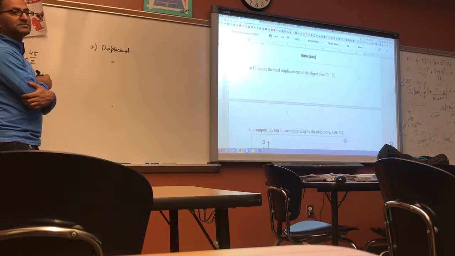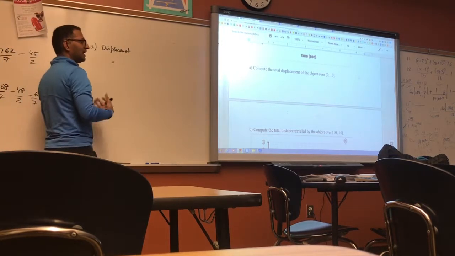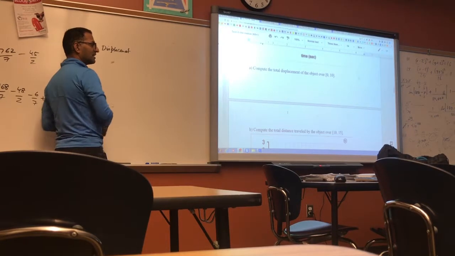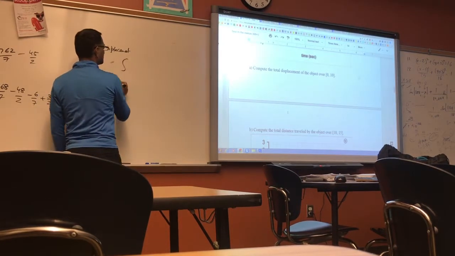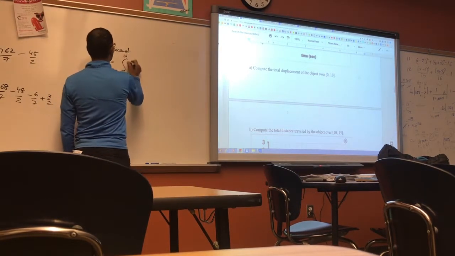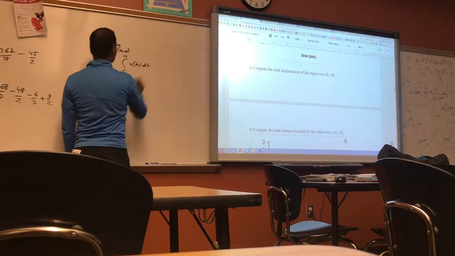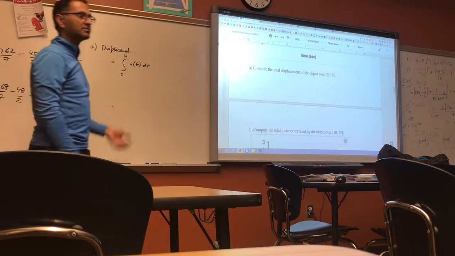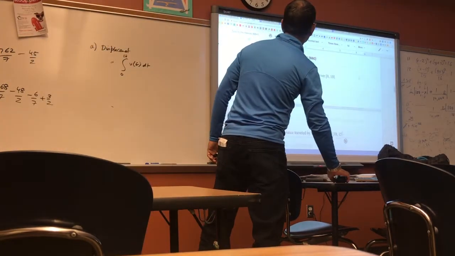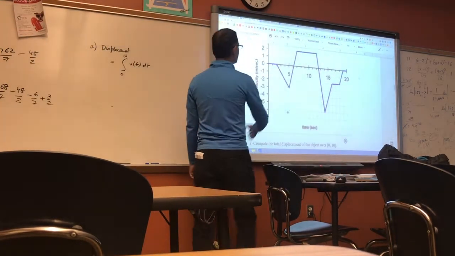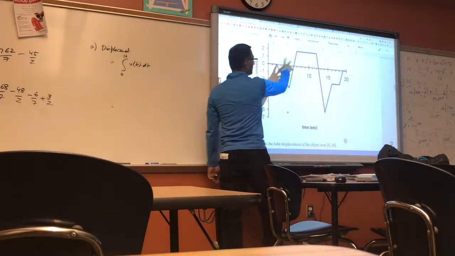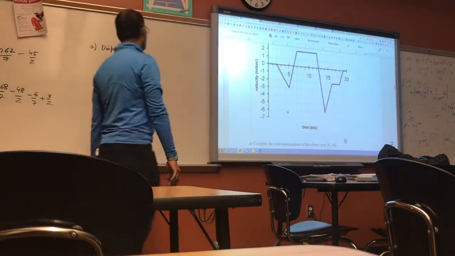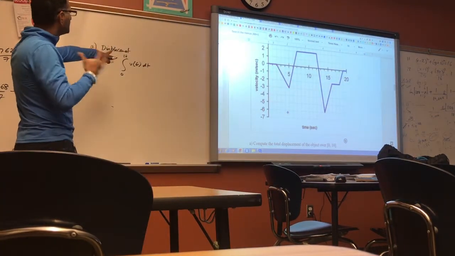Integral of the velocity function. Yeah, the integral of the velocity function is a position function, or change in position. That's hence displacement. 0 to 10, v of t. So do we basically find the area under the curve from 0 to 10? Is that clear? Account for positives and negatives. It's my job to show you how to figure out the problem.